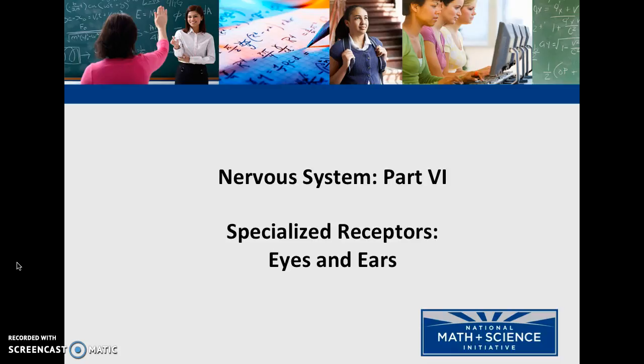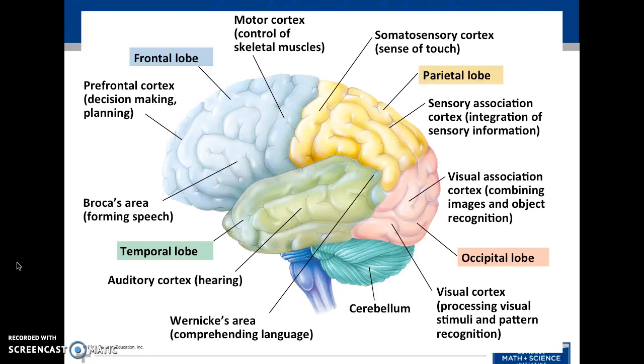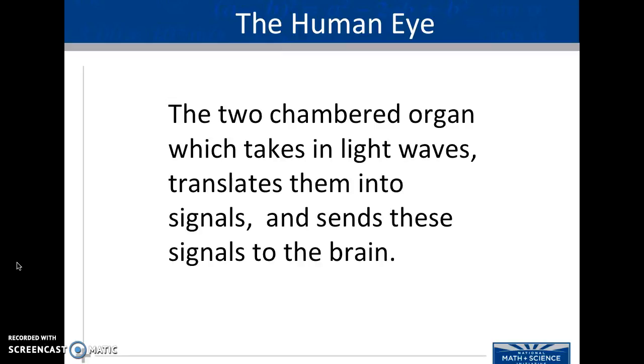Those are sight and sound, things that are set up to specifically receive a certain type of sensory input. Just a review of the brain and the lobes. Make sure you know what each lobe does and where what information is processed. We're going to talk about the occipital lobe because that is visual processing, and the temporal lobe because that is auditory processing, or sound. So it's important to keep those parts of the brain in mind. We're going to talk about vision first.